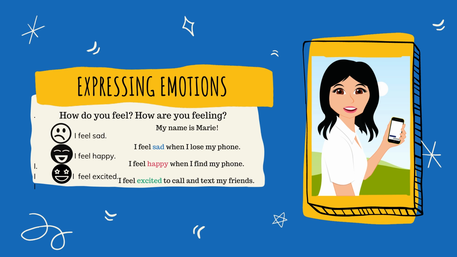Expressing emotions. Emotions are about how you feel. So somebody might ask you, "How do you feel? How are you feeling?" You might say, "I feel sad." You might say, "I feel happy." Or you might say, "I feel excited."